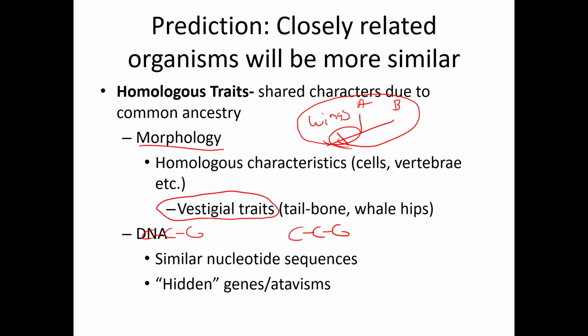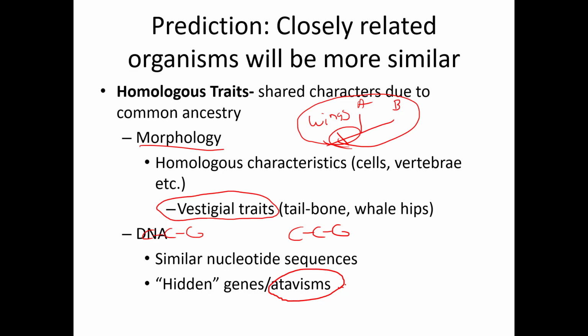Okay, DNA. I said we can have homologous DNA, that's similar nucleotide sequences, and hidden genes are also common. Hidden genes are when you realize, hey, why do humans have the gene for gills? Humans have genes for gills. Why is that? That's weird, right? And then atavisms are a particular case when hidden genes get turned on by accident.